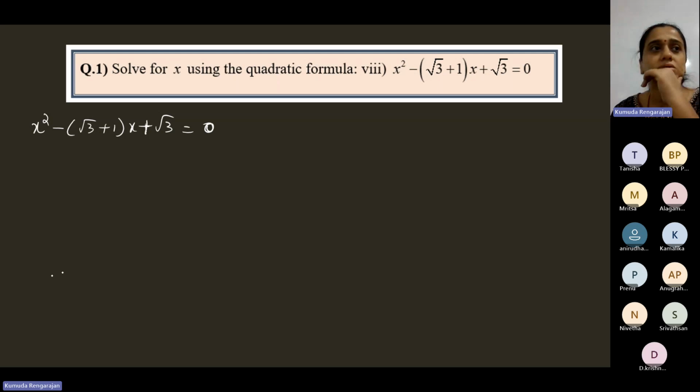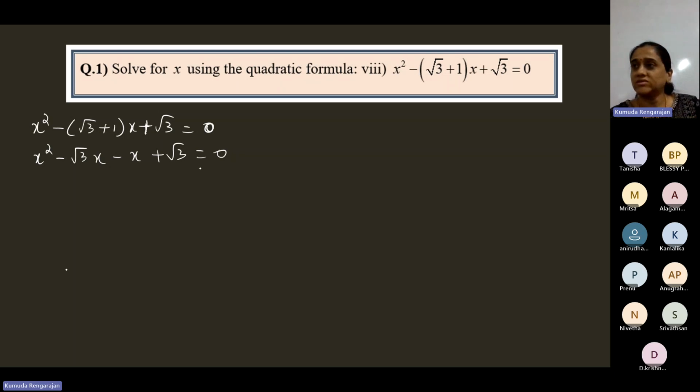You open the bracket. What do you see? One x square term, 2 x terms, and one constant, so 4 terms in all. Then you can factorize by grouping. Open the bracket, you have root 3 plus 1 into x. So when you open the bracket, you have x squared minus root 3x minus x plus root 3 is equal to 0.